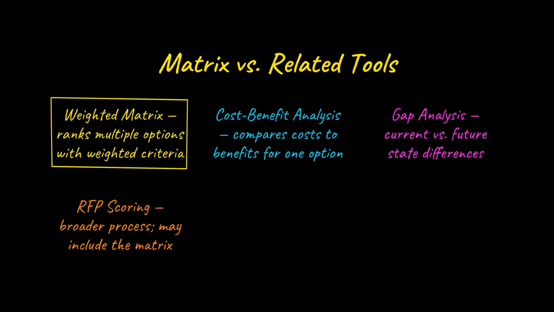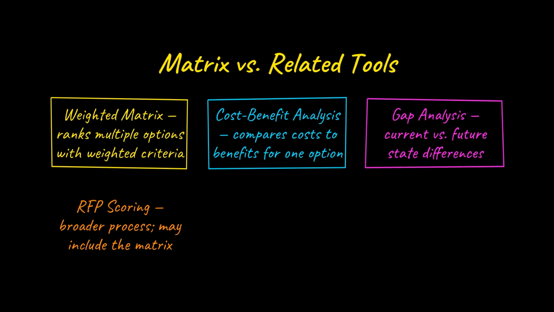On the exam, distinguish the weighted decision matrix from similar tools. It is the specific instrument that quantitatively ranks multiple competing options using defined criteria, numerical scores, and calibrated weights. Nothing else plays exactly that role.